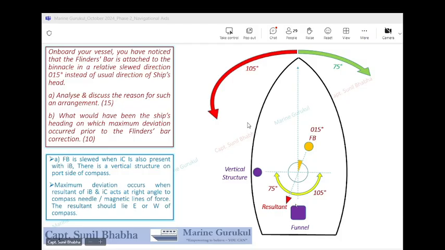Which one is IC? Okay beta, this vertical structure that you are seeing, which is on the port beam, this vertical structure is generating the IC. This is generating an IC force. Okay sir. The funnel is generating IB, the vertical structure is generating IC, and the resultant of these two is represented by the red color arrow.